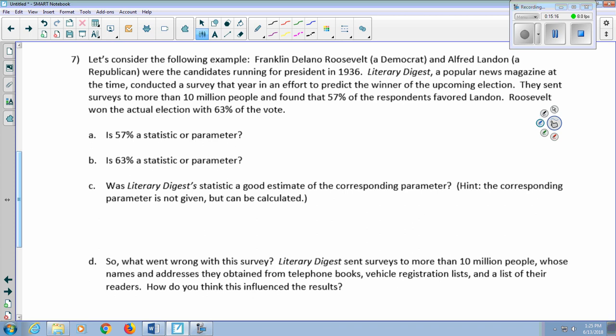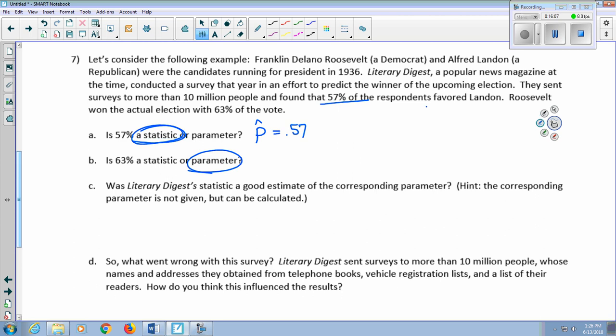Okay, so is 57% a statistic or a parameter? Going back up here, we see that they surveyed 10 million people and found 57% of the respondents favored Landon. So that means this was information about a sample and it's a statistic. So our notation would be p hat equals 0.57. What about 63%, is this a statistic or a parameter? This is a parameter because this is actually what happened. Roosevelt won with 63% of the vote.